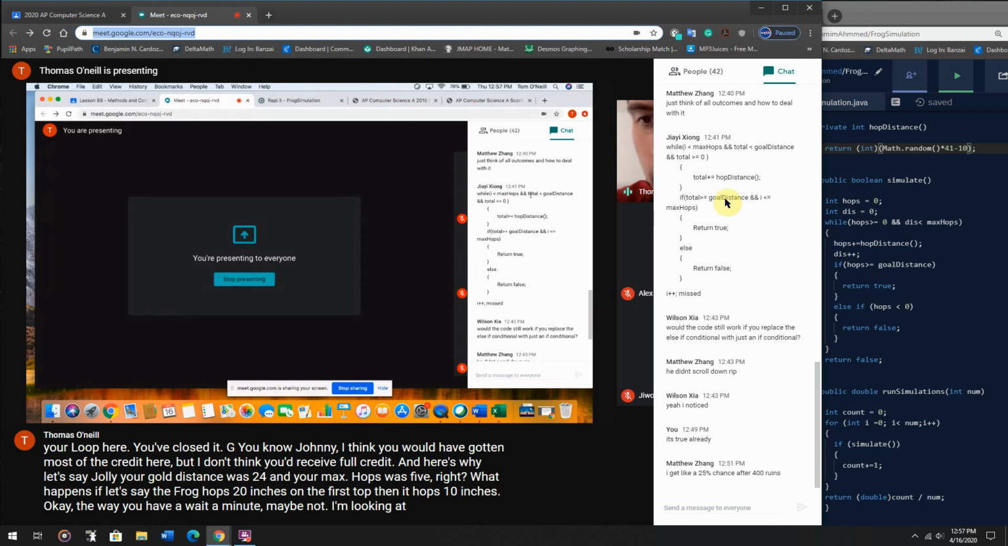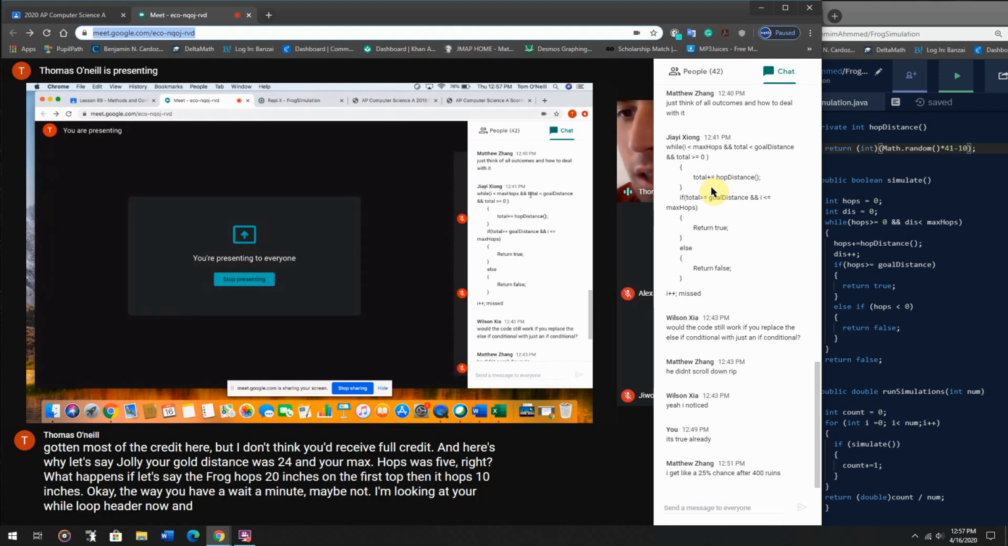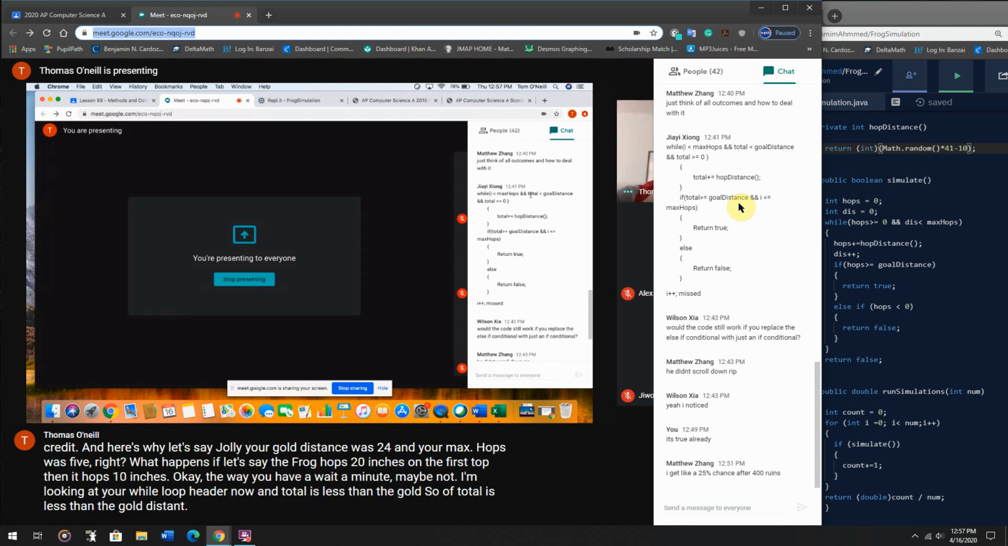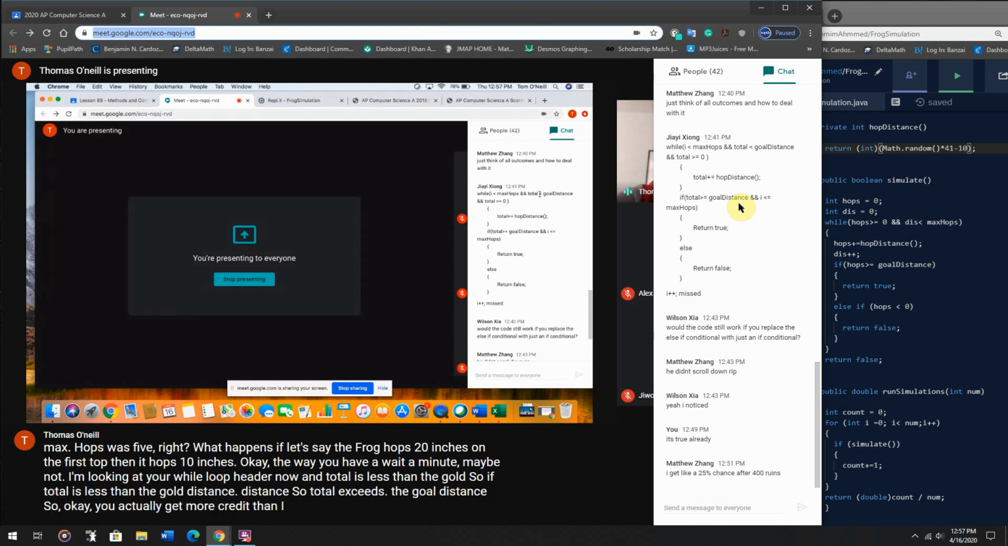I'm looking at your while loop header now. And total is less than the goal distance. So if total is less than the goal distance, so if total exceeds the goal distance, so, okay, you'd actually get more credit than I originally anticipated.